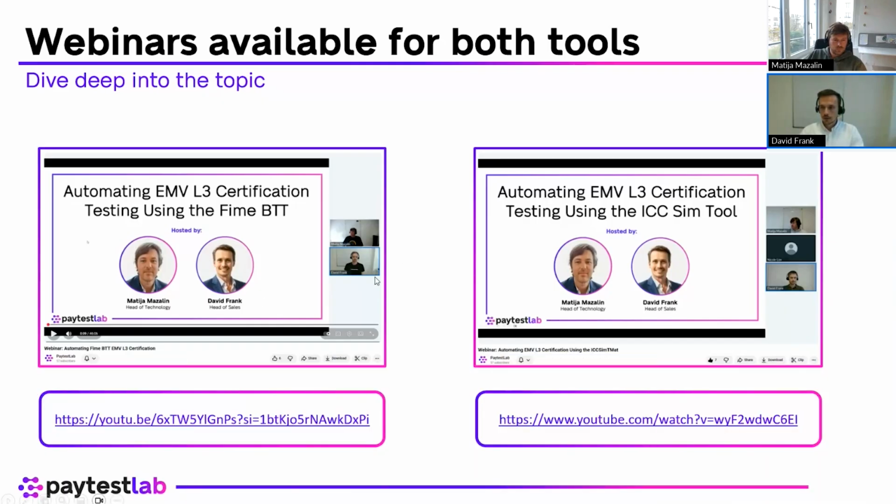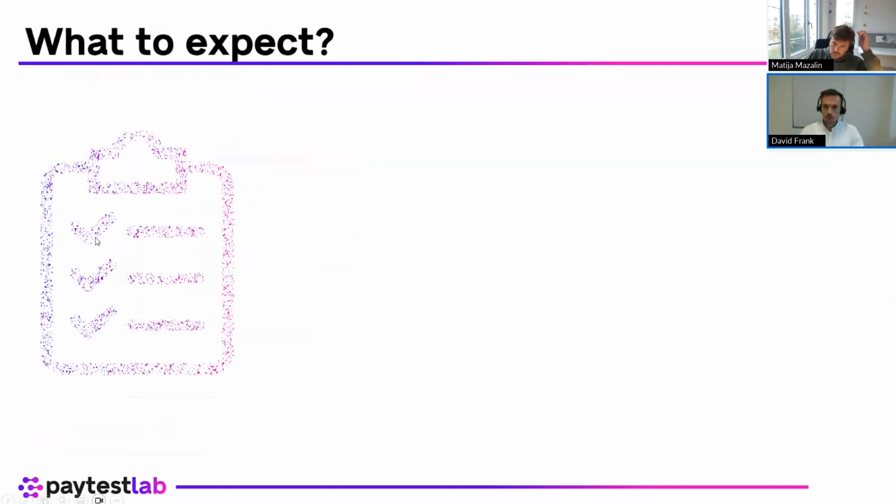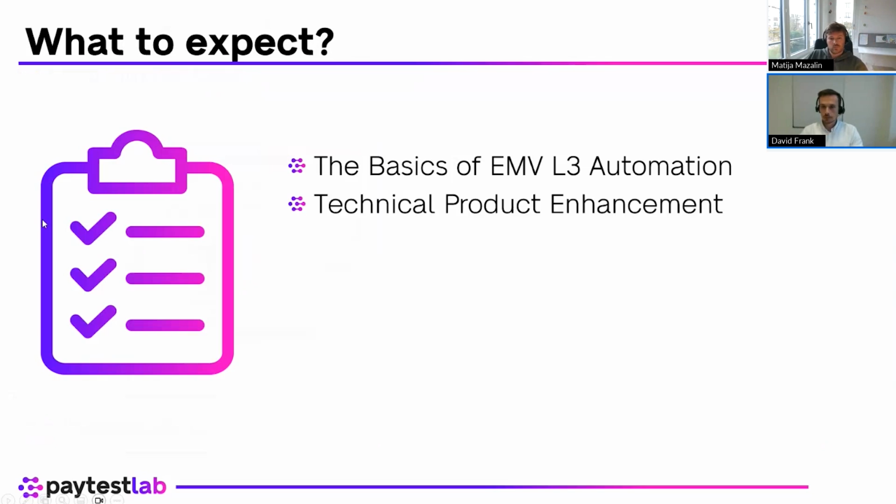Great, thank you. So today, what can you expect? We're going to first speak about the basics of the EMV Level 3 automation, what is needed so that you can get started with the automation. Then what's new in terms of technical product enhancements. We're going to give you a live demo, and then we have time for questions and answers.